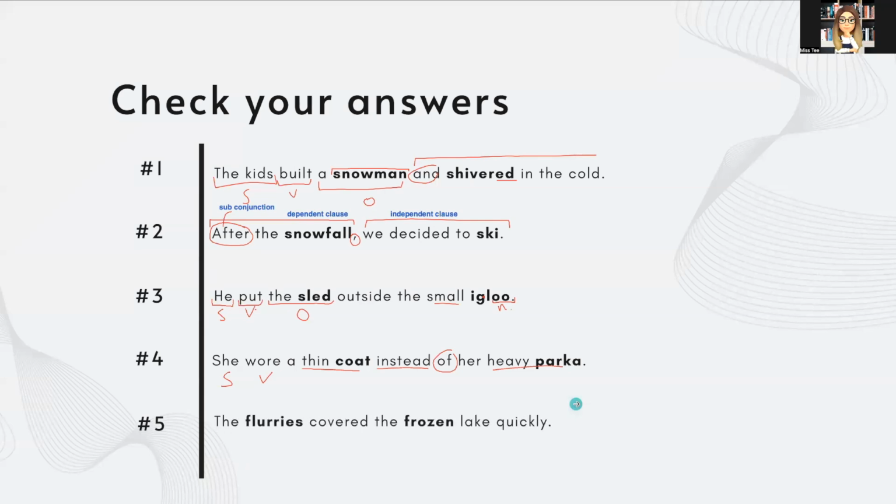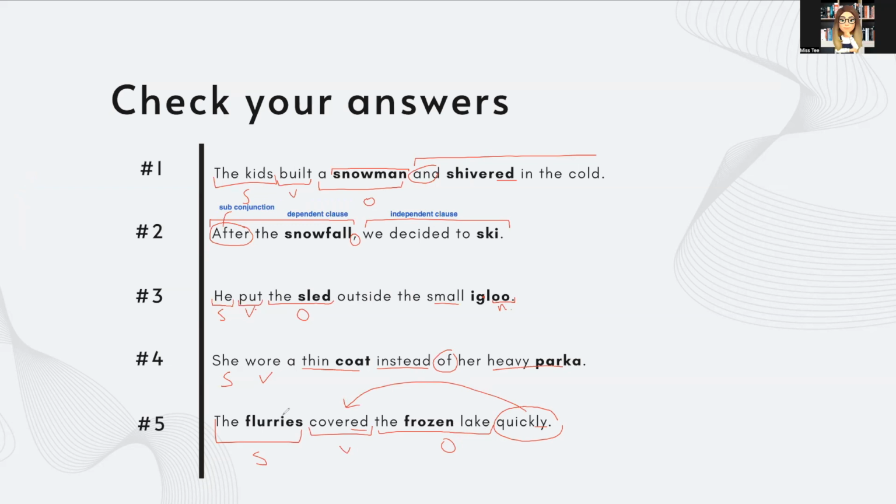And number 5, the flurries covered the frozen lake quickly. So for this one, the flurries is the subject. Covered is the main verb in the simple past tense. The frozen lake is the object. And then it's telling us in what manner. So we're using this adverb here to modify the verb covered. And we know it's an adverb because it ends in ly.